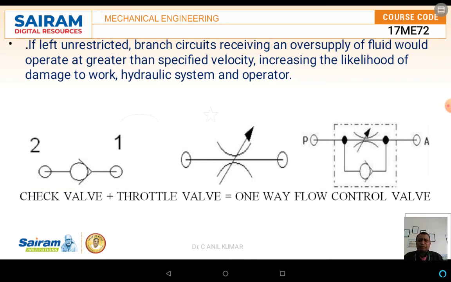For that reason only, in this case, what we are using, especially the flow control valve. Even the check valve also comes under the category of the flow control valve. The throttle valve also comes under the category of the flow control valve. Now, once we start clubbing them in a line, forming a one-way flow control valve, the entire circuit will be in a safer condition.